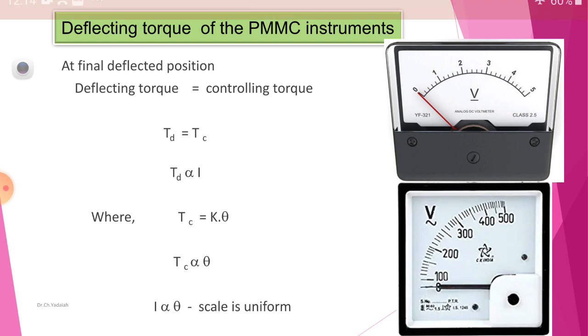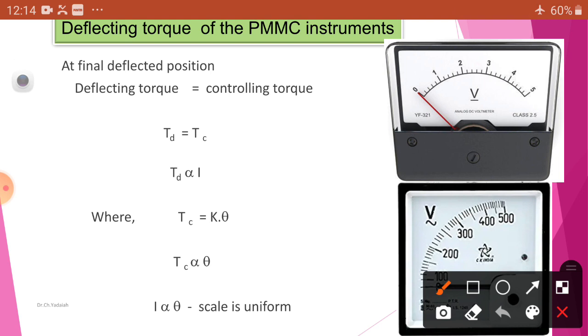You can see here what is happening. The scale is uniform. You can observe this is a physical instrument. Here is 0, 1, 2, 3, 4, 5. From 0 to 1 there are 5 divisions, 1 to 2 has 5 divisions, 2 to 3, 3 to 4, and 4 to 5 each have 5 divisions. You can observe the distance from 0 to 1, 1 to 2, 2 to 3, and 3 to 4. All are uniform subdivisions, so that is a uniform scale in DC.